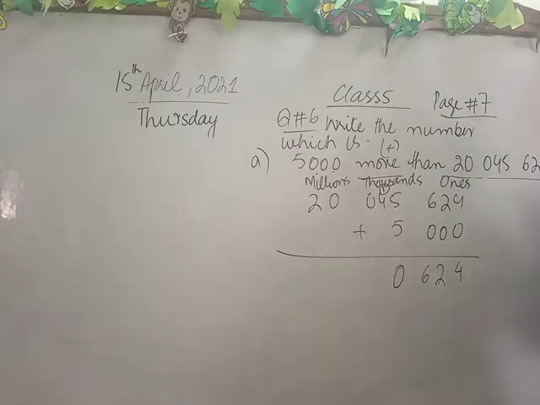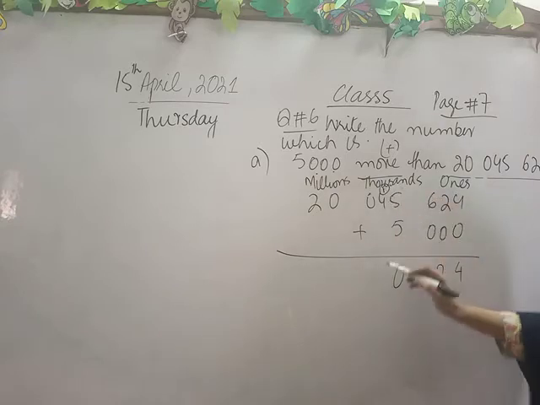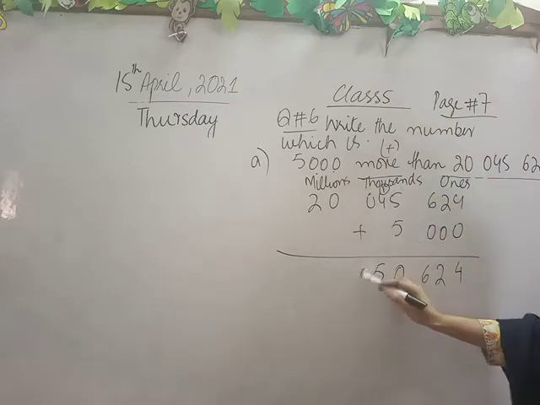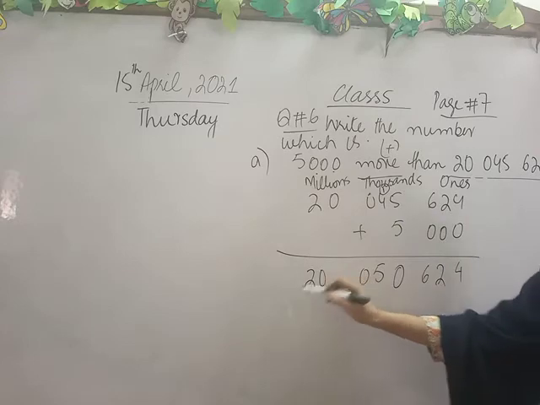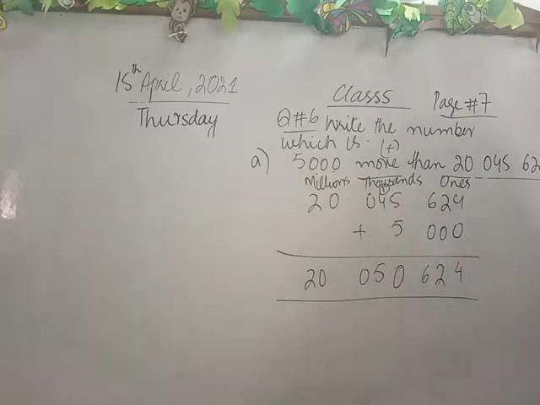Now 4 plus 1 is 5 as it is, 0 as it is and 20 as it is. Okay class, in total we have 20 space 050 space 624 and we can read it as 20,050,624.